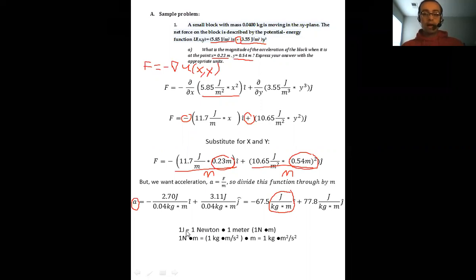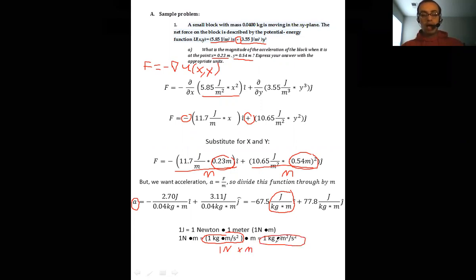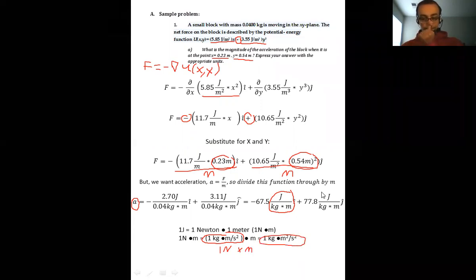Well, if we look back at the notes from the previous chapter, we remember that 1 joule is equal to 1 Newton times 1 meter. And 1 Newton, using the definition of what a Newton is, is a kilogram times meters over second squared. So again, this part here is 1 Newton. And then we're multiplying it by meters. And we find that the definition of the joule is 1 kilogram times meters squared over seconds squared. All right.